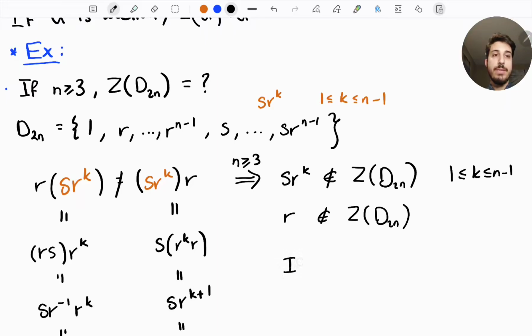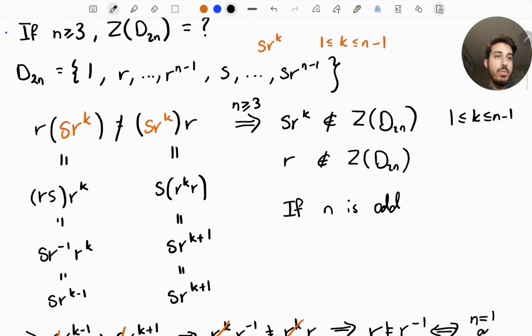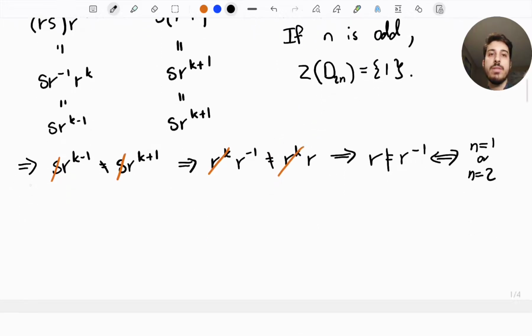So if n is odd, I will get to that in a minute, why I specified n to be odd. If n is odd, the center of D_n is just equal to the identity symmetry. No other element commutes with all of the elements in the group. This is the only one. If n is even, what happens?